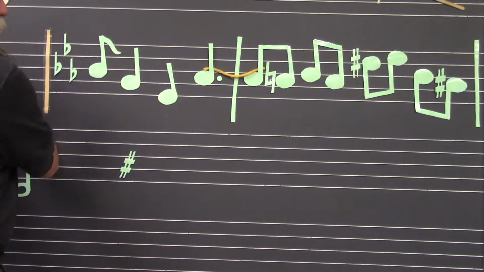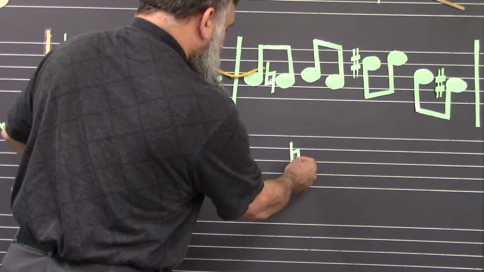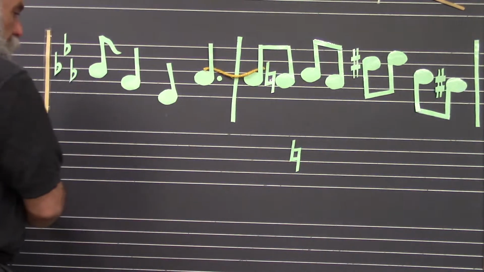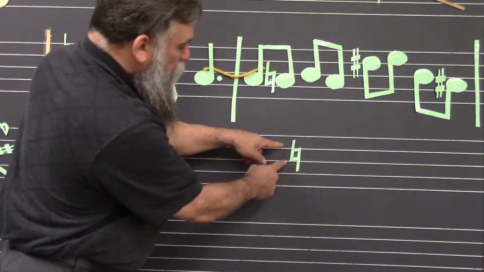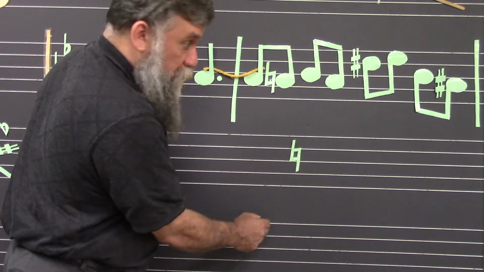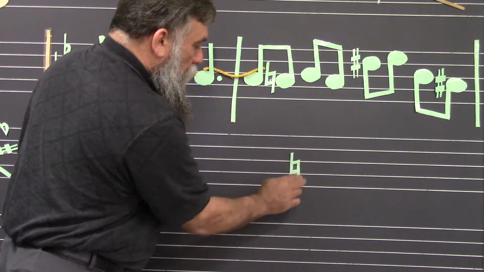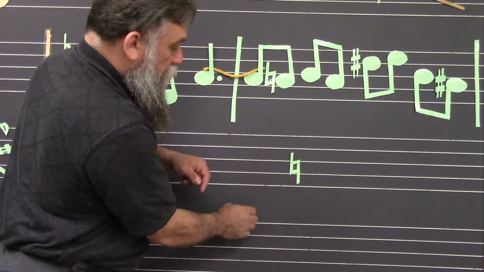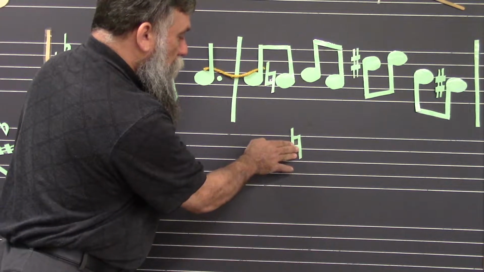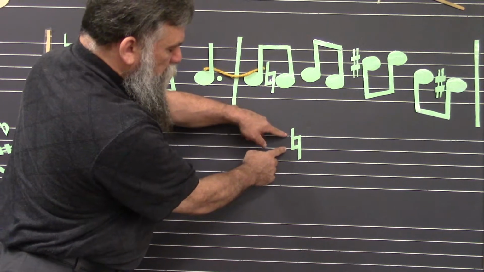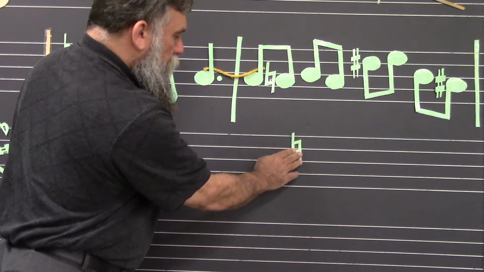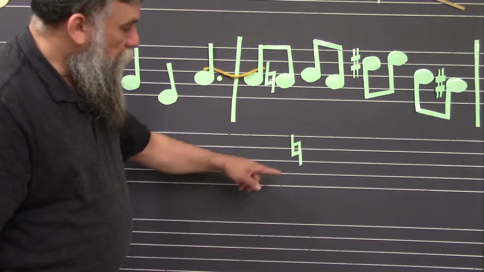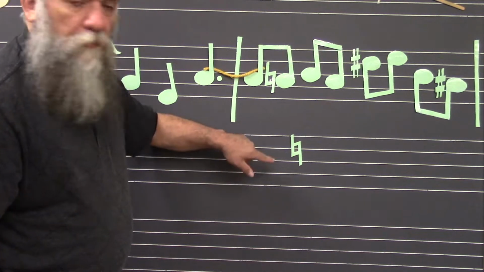And let's do it with a natural. Is this natural on a line or a space? It's between the lines, so it's on a space. Line or space? It's between the two lines, it's on a space. Line or space? It has a line going through the hole in the middle, it's on a line.